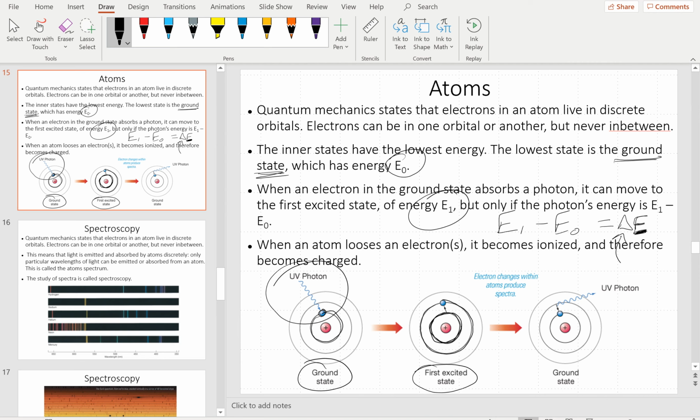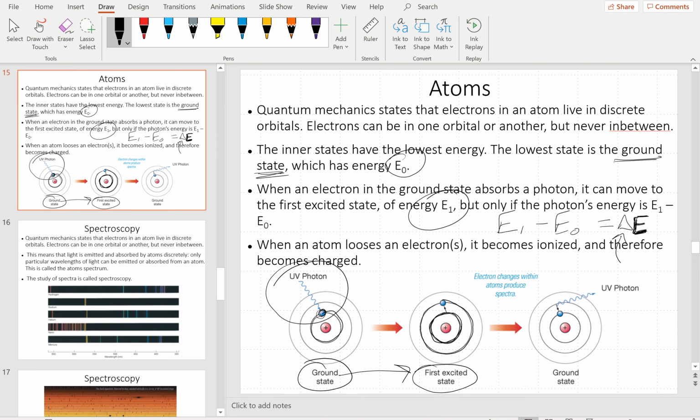So suppose that this amount of energy here, change of E, is 1. I'm just making up a number. Suppose you need to add 1 unit of energy to bring the electron from the ground state to the first excited state. If I shine light on this electron that has an energy of 0.99, nothing will happen. The electron will not absorb any energy, and the photon will just move through the atom. If I shine light that has energy of 1, then the electron can absorb that light and move to the first excited state.